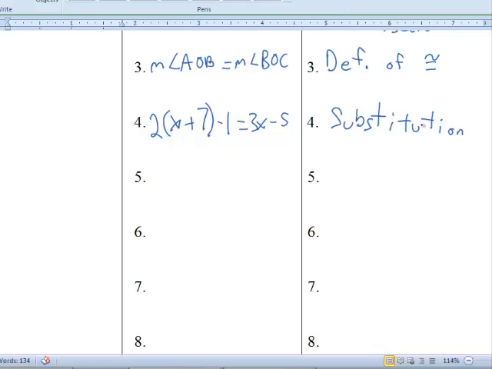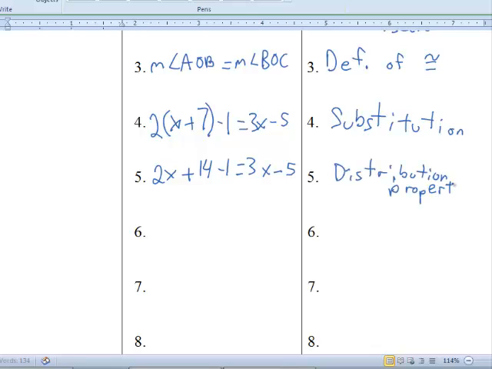The next thing, I can go ahead and start solving this for x. Again, remember, what I'm trying to do is prove that x equals 18. I already know the answer. All I'm trying to do is prove it. So I'm going to go through here and do this step by step. Order of operations, I'm going to distribute that 2 first. So I have 2x plus 14 minus 1 equals 3x minus 5. I'm just solving my equation. How do I know that? Well, that is the distribution property.